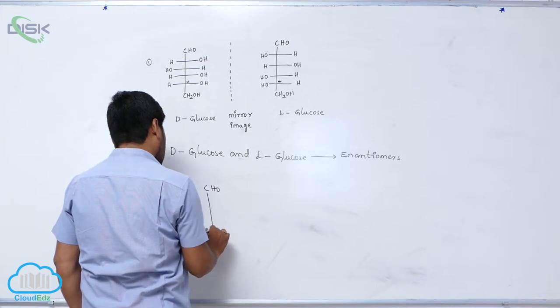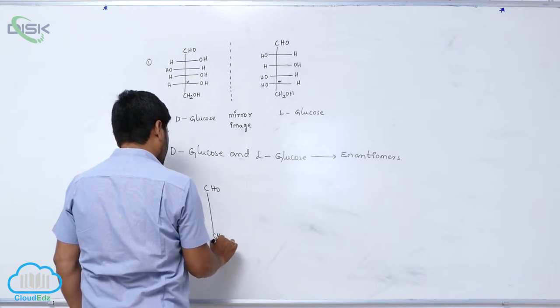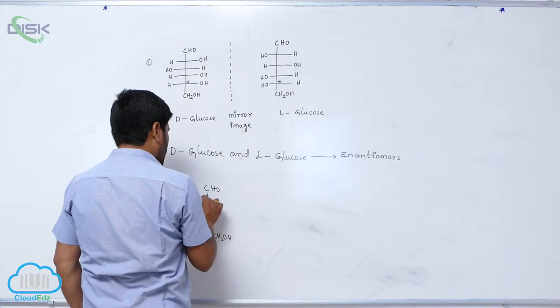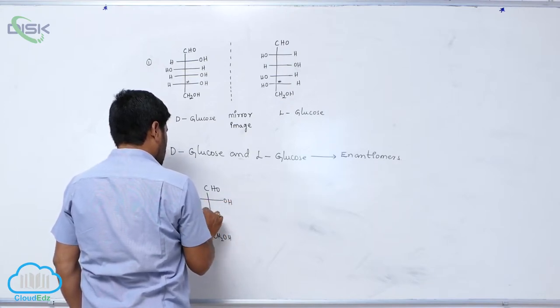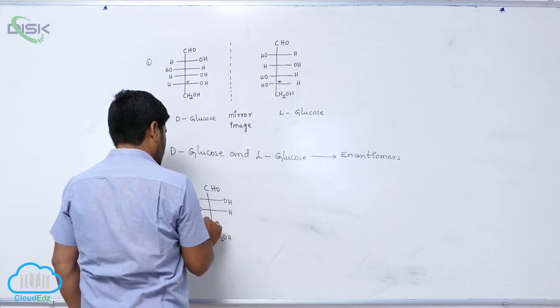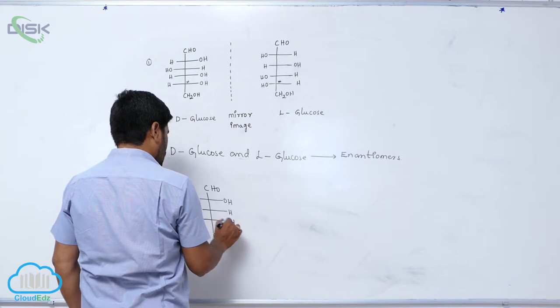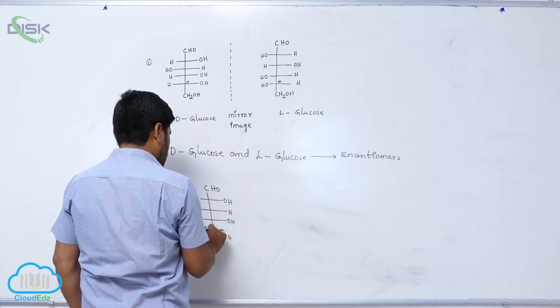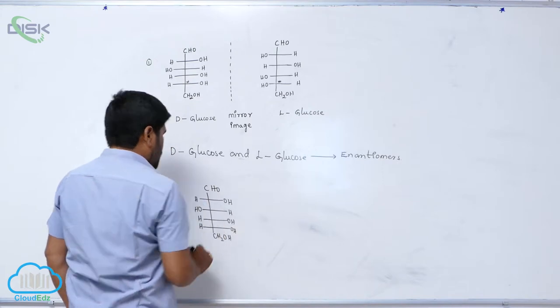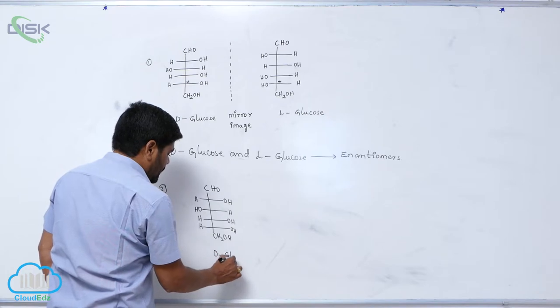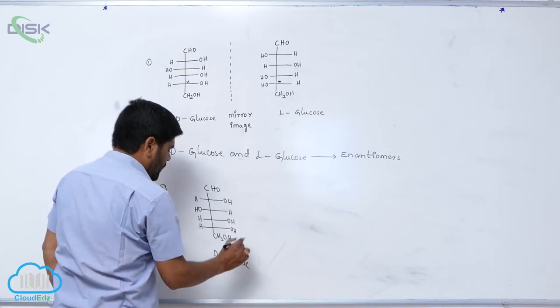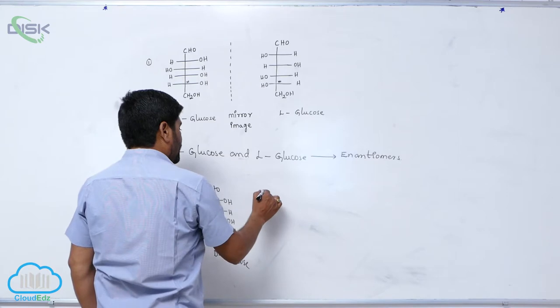Aldehyde, CH2OH, OH hydrogen, HOH, OH hydrogen. This particular form is known as D-glucose.